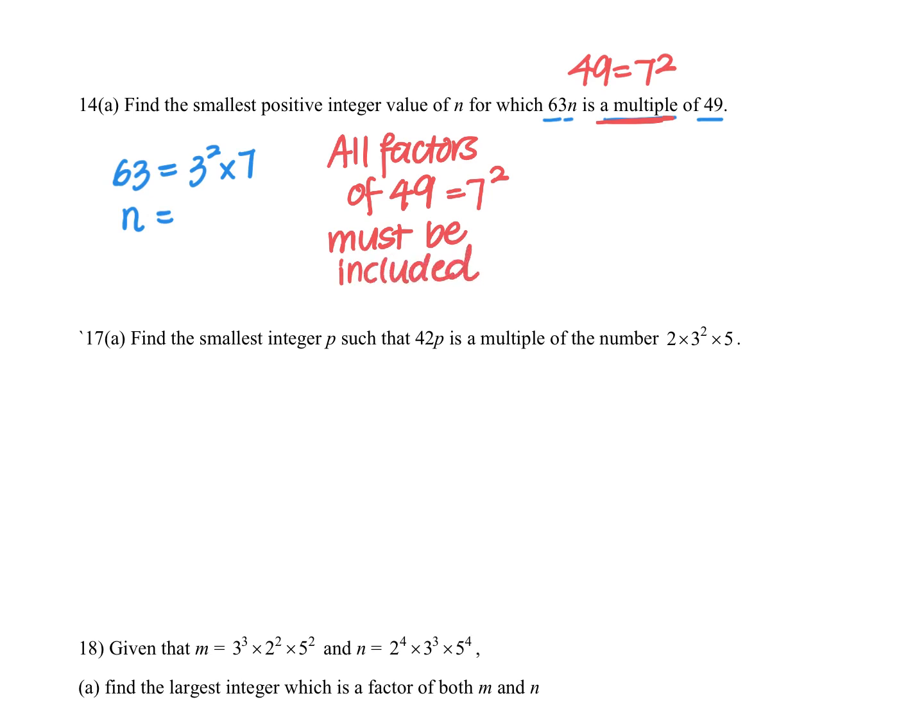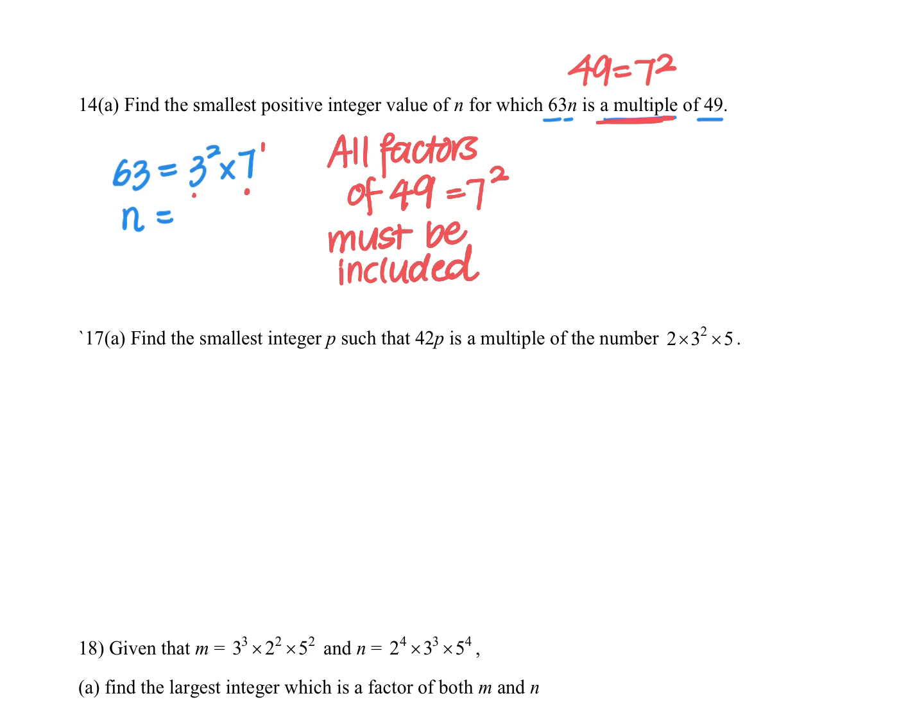So let's take a look at the number 63. 63 has 3 squared, but 49 doesn't have 3 squared. That means the 3 squared in 63 is something that's extra. That's okay, we're going to leave it as that and not touch it. Then we look at the next factor. 63 has 7 to the power of 1, so 63 only has one single factor of 7.